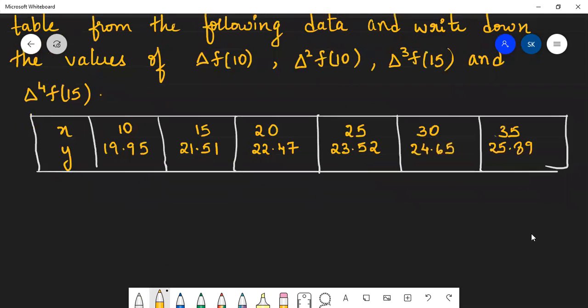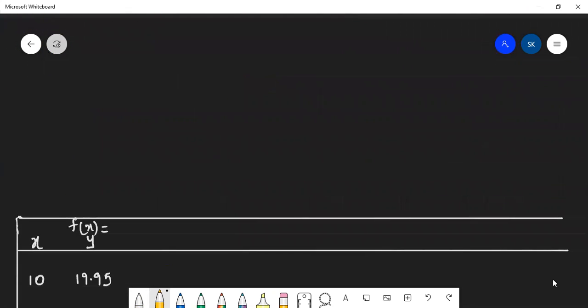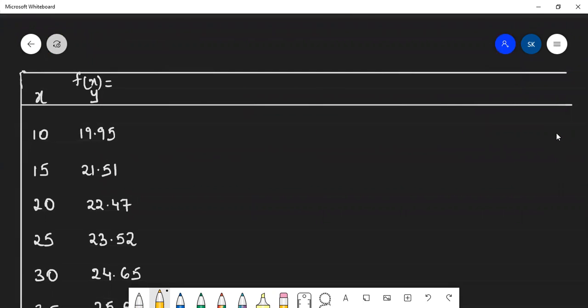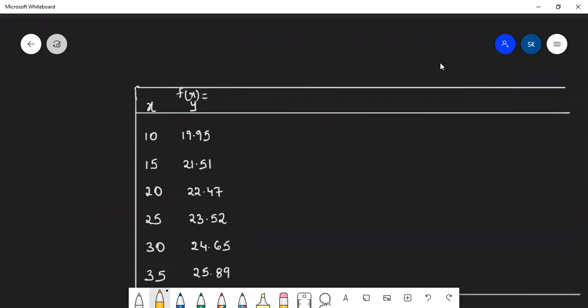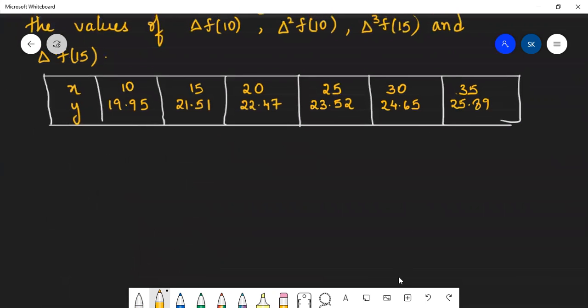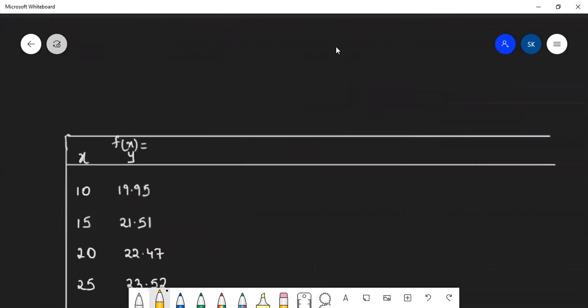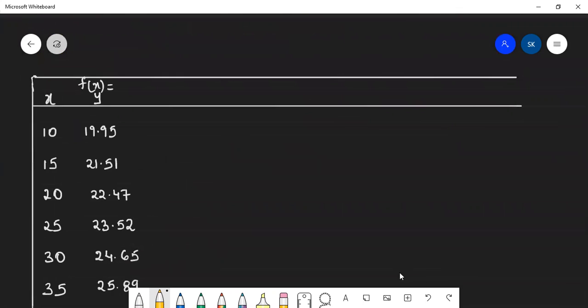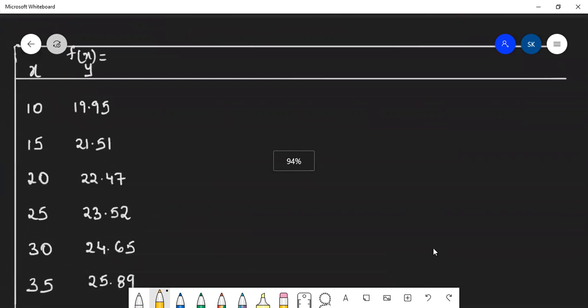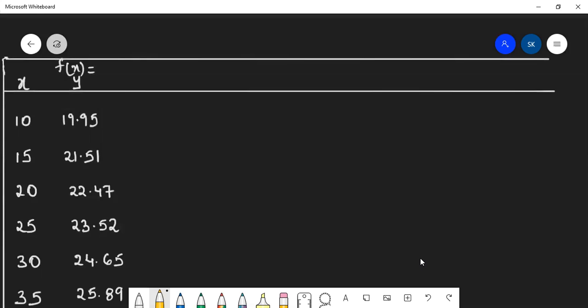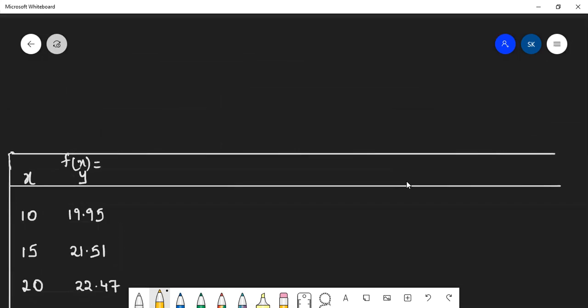So how to form the forward difference table? I have x values. From there I have written in the table 10, 15, 20, 25, 30, 35. So I have written over here x values. Fine. Then I have y values from the table, 19.97, 21.51, all those I have written over here, right? How to find forward differences? The other day we have seen how to find forward differences.